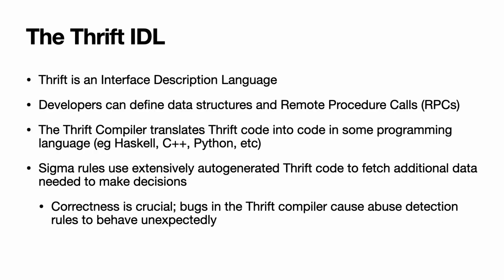Now, let's look at how dependent types are used in production at Facebook. The Thrift interface description language is used so that developers can define data structures and remote procedure calls to use across programming languages. This would allow a developer to create a service in C++ and then query it from any language that they want. The Thrift compiler translates Thrift code into native code in some programming language like Haskell. Sigma rules make extensive use of Thrift code in order to fetch additional data that they need to make decisions about content. The correctness of this code is crucial. Any bugs in the Thrift compiler could cause abuse detection rules to behave in an unexpected way.